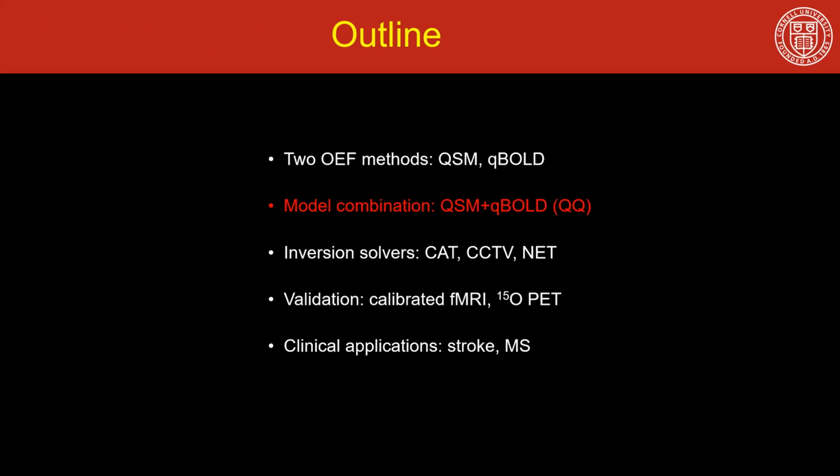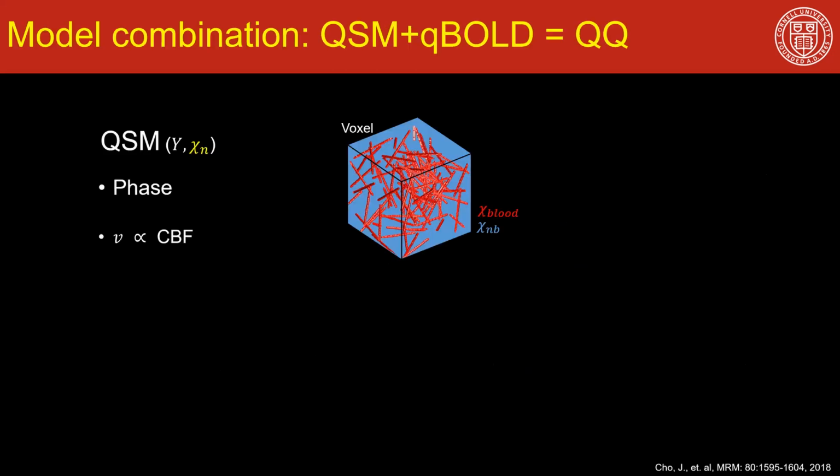Now I have explained two existing OEF methods so far. Let me explain why and how we combine these two. The QSM-based model is a function of Y and chi-n. It's a phase signal modeling, and venous volume is assumed to be known. On the other hand, qBOLD is a function of Y, V, R2, and S0. It is magnitude signal modeling. The chi-n was assumed to be constant.